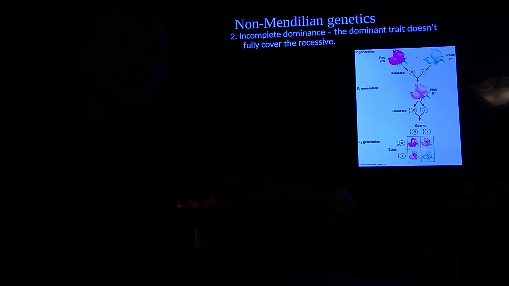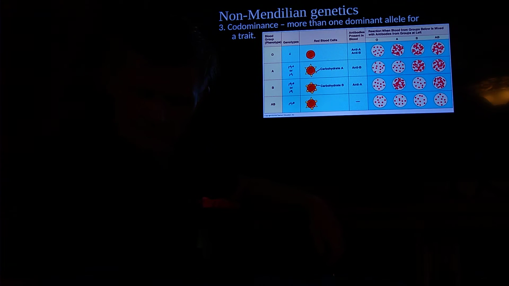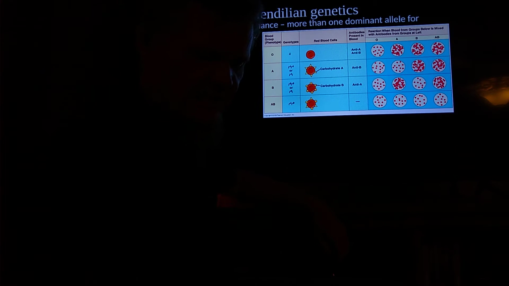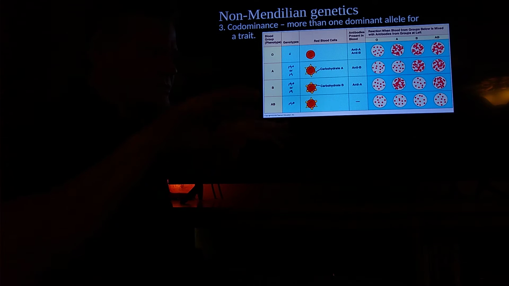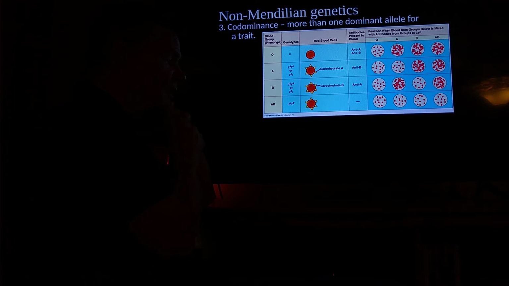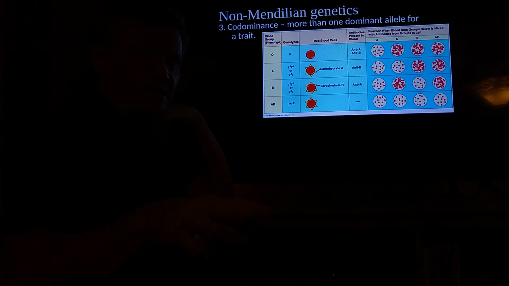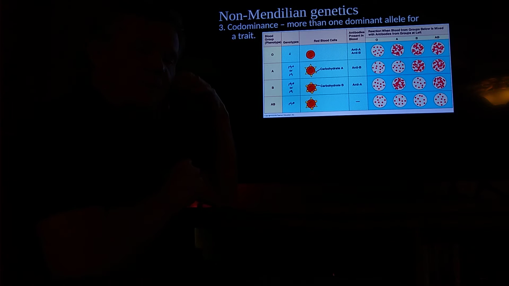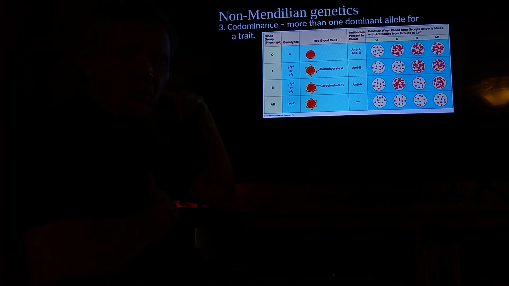And remember, with incomplete dominance, the dominant does not fully cover up the recessive. Next is codominance. Codominance and incomplete dominance are similar. The primary difference is, with codominance, you have to have more than two versions of a gene.